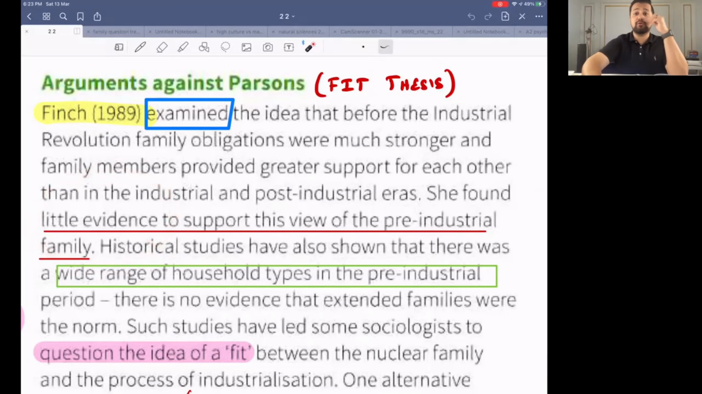Another point that I'd like to bring in over here. Quite a majority of us seem to be very confident about the idea that an extended family was the most popular family form pre-industrialization.